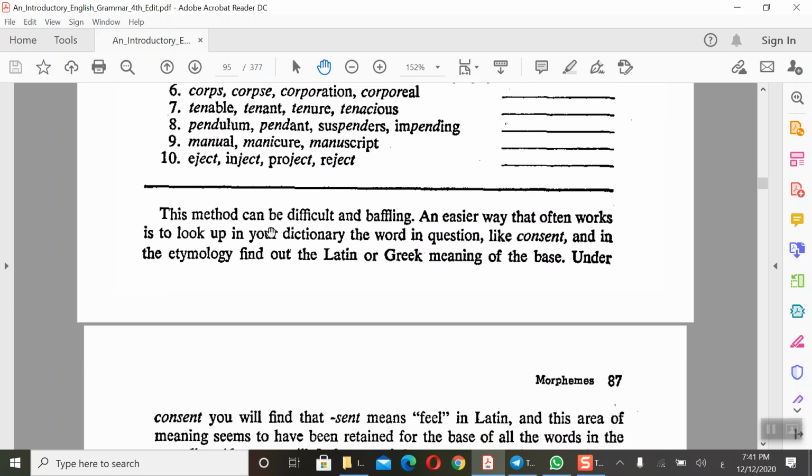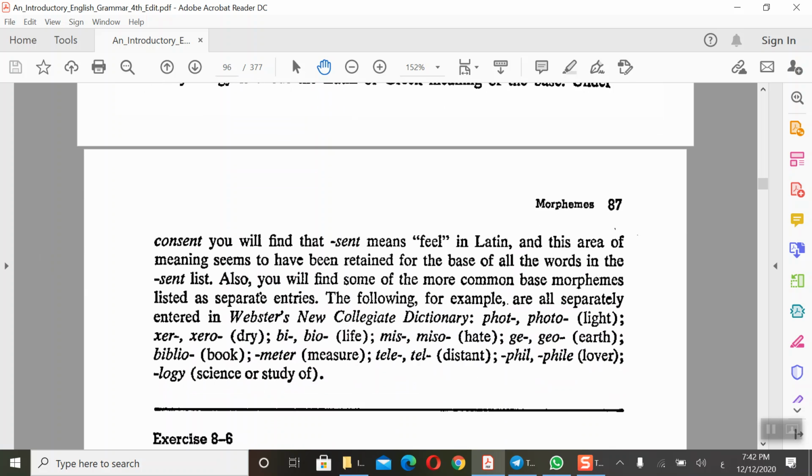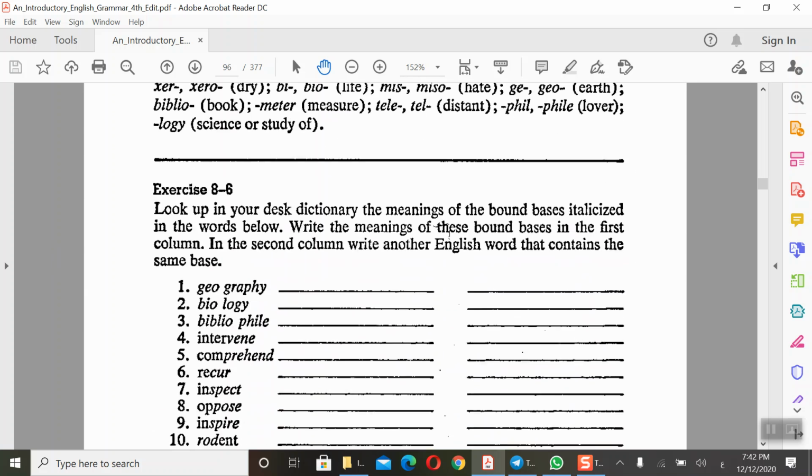This method can be difficult and baffling. An easier way that often works is to look up the word in your dictionary. You can go to your dictionary and check the words eject, inject, project, consent, and in the etymology find out the meaning. You have to find it. What does it mean? This is not important.